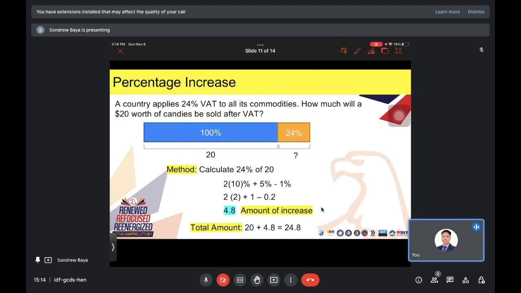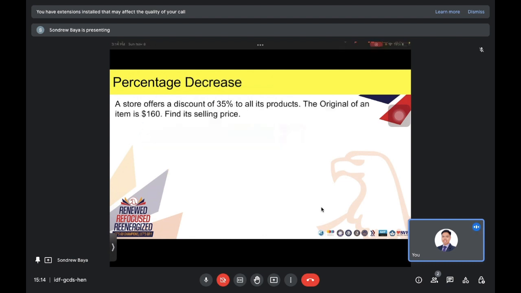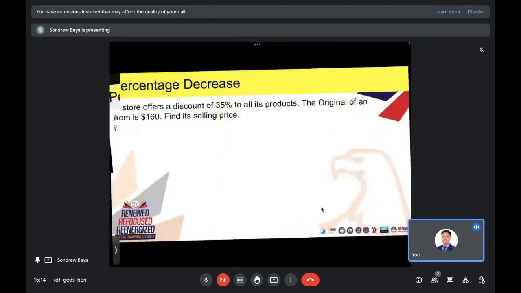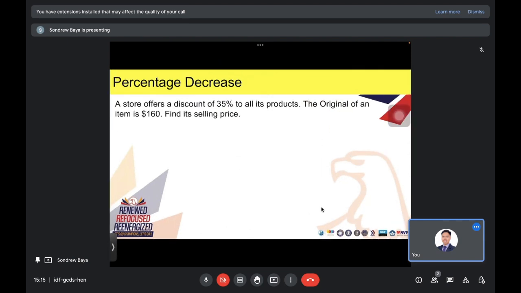All right. This time, let's now go to the other concept, which is percentage decrease. So you might have noticed, or you might be able to predict already, that percentage decrease is about reducing the value and not increasing it because of the word decrease. Okay? Now, I'd like you to read this one first, pause the video and read and understand the situation. So here we are looking for the selling price after a discount of 35%. When we say discount, meaning we are reducing the price by a certain percentage, in this case 35%.